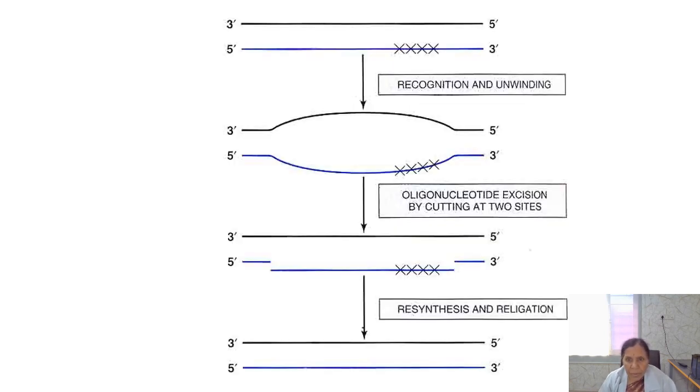See here the recognition and unwinding. Next, oligonucleotide excision by cutting on two sides, and then resynthesis and religation.